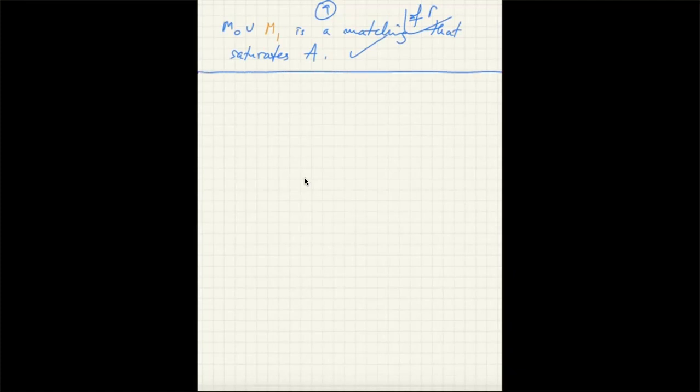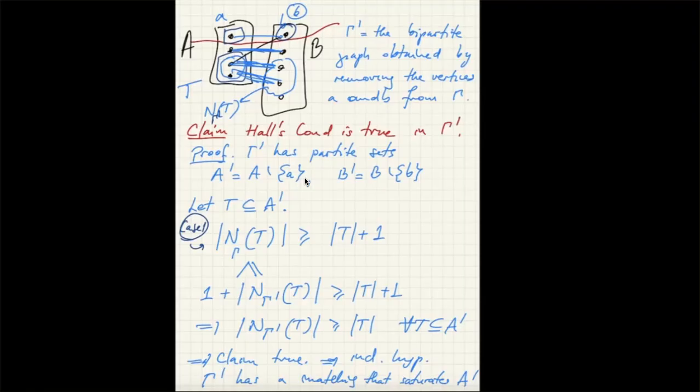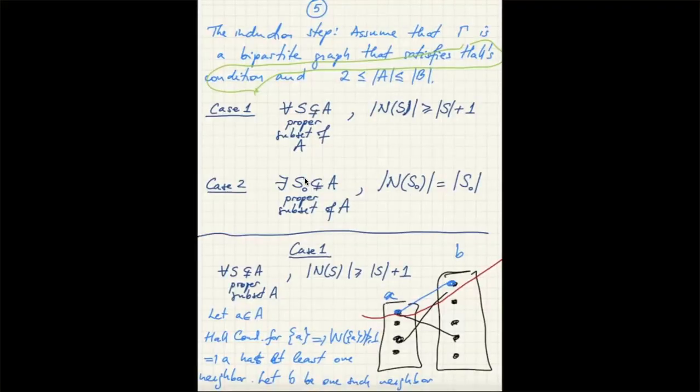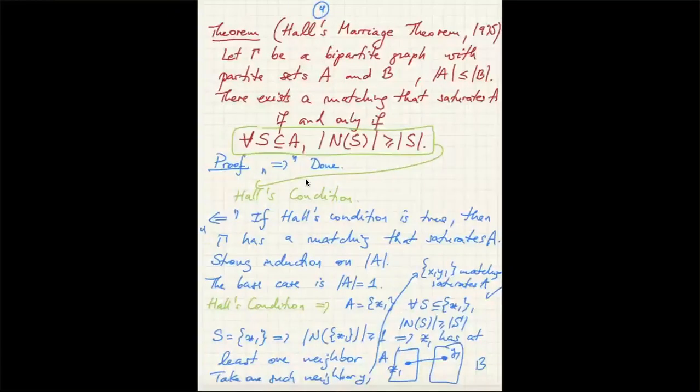Okay. So again, just to recap, after all this work, these cases, we proved this result: a bipartite graph with partite sets A and B, cardinality of A less than or equal to the cardinality of B, has a matching that saturates A if and only if for every subset of vertices in A, the cardinality of the neighborhood of that subset is greater than or equal to the cardinality of the subset.